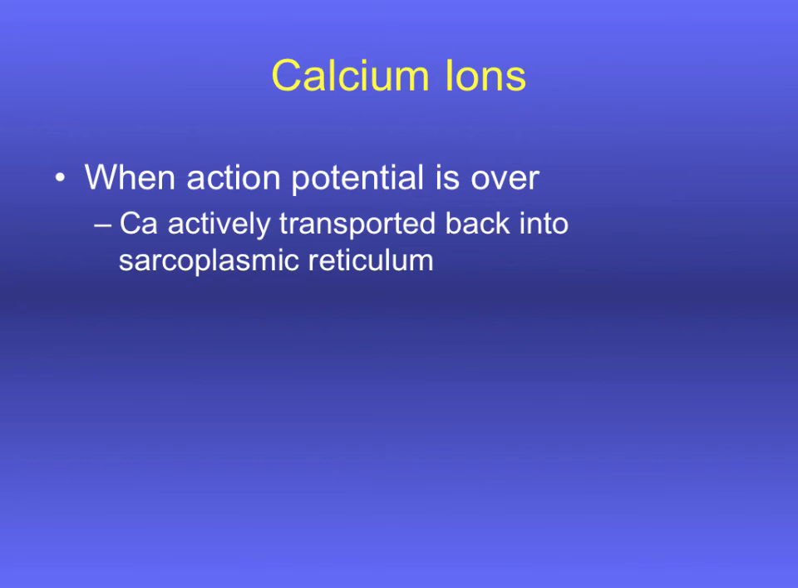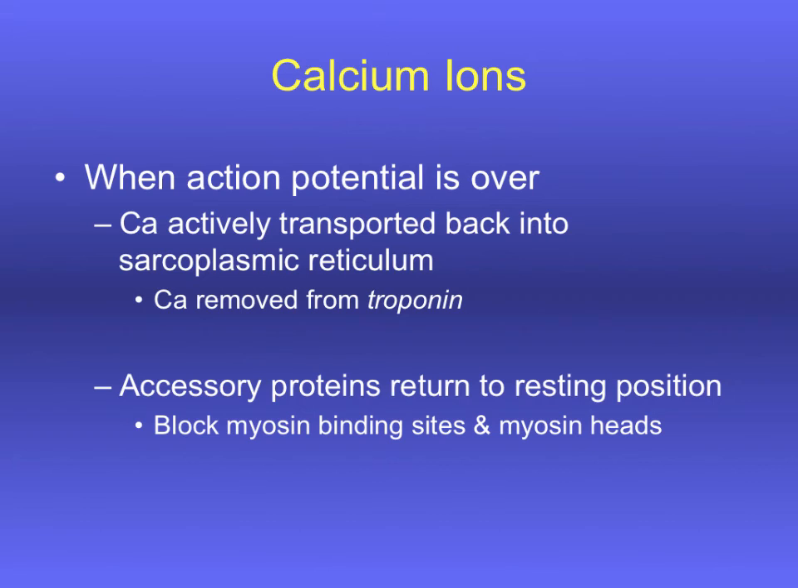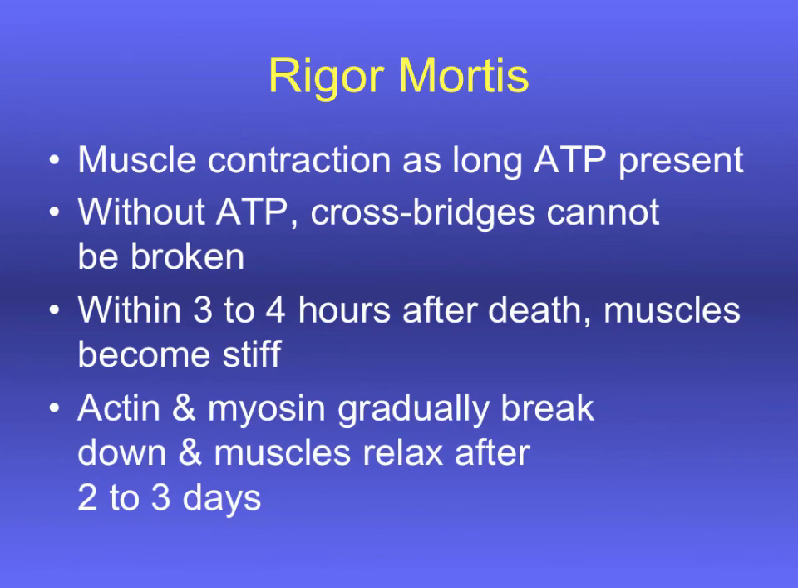The calcium ions have to be taken back up into the SR. The calcium ions come off of troponin, and once calcium is removed from troponin, then we see tropomyosin going back over the myosin binding sites on the actins, and all those accessory proteins go back to their original location. Right? The accessory proteins are back in place, the myosin binding site is now covered up, and we're back to a relaxed state.